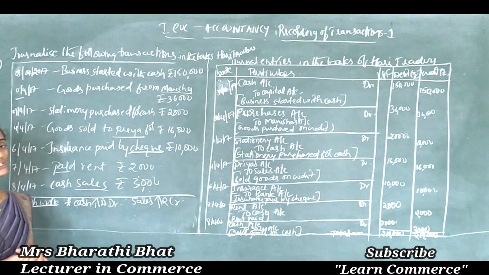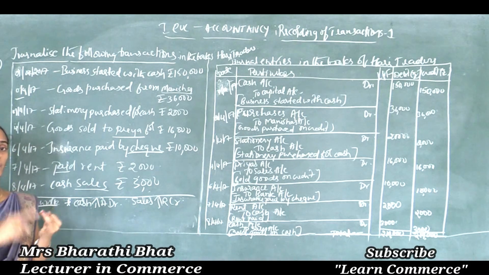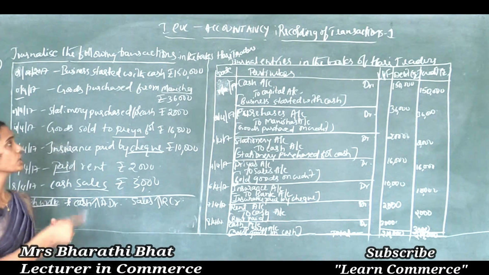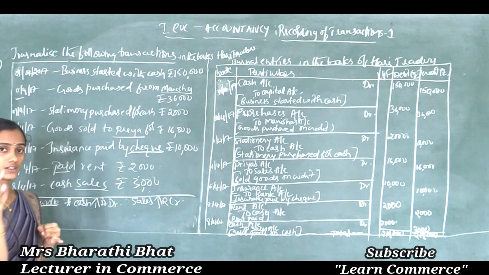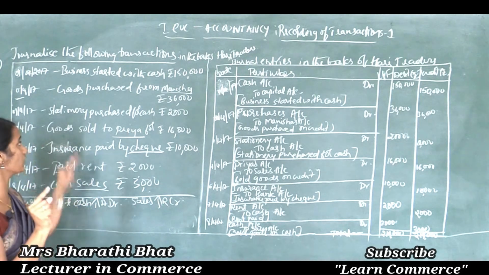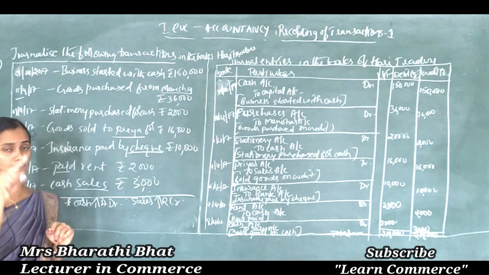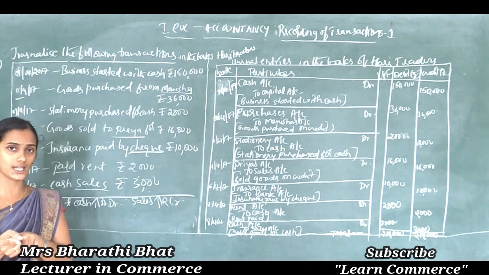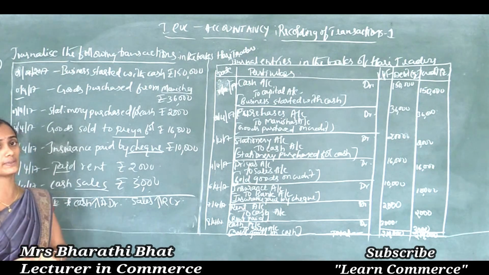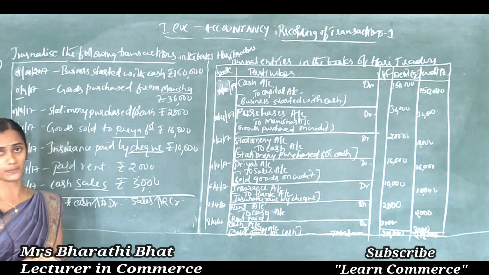And stationery purchased for cash. So to purchase stationery we have to pay cash. So cash shows decreased value, and cash comes under the asset account. Stationery is an expense, so expenses increase. An increase in expenses is to be debited. A decrease in asset is to be credited.